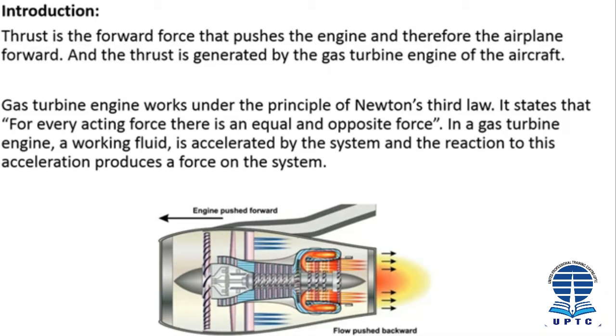Thrust is generated through the application of Newton's third law of motion, which states that for every action there is an equal and opposite reaction. In a gas turbine engine, a working fluid, that means in this case air or gas, is accelerated by the system, and the reaction to this acceleration produces a force on the system.